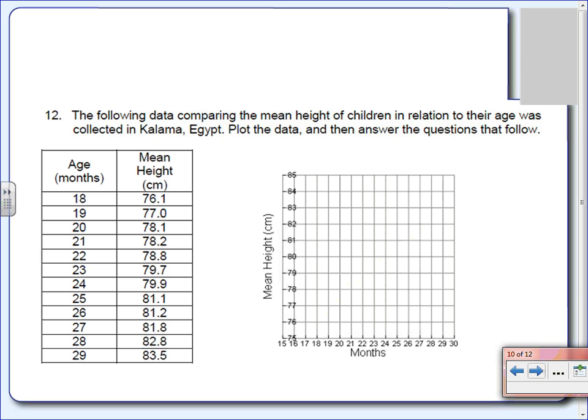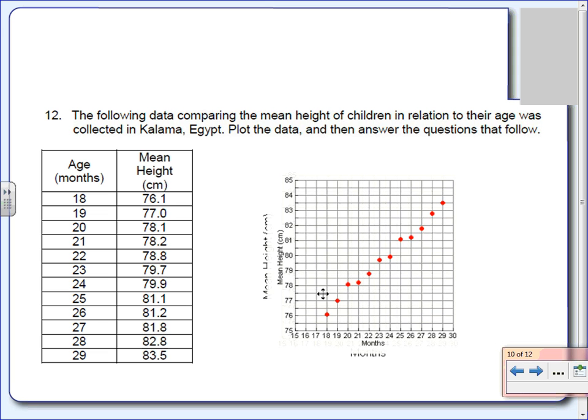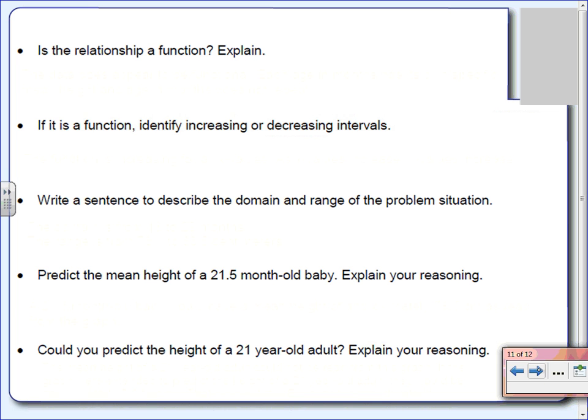All right, looks like most of you are through or just about through. The graph you're getting should look something like this right here. So the same kind of graph you're getting, it looks like that. All right, so let's take a look here at the questions they've given us.